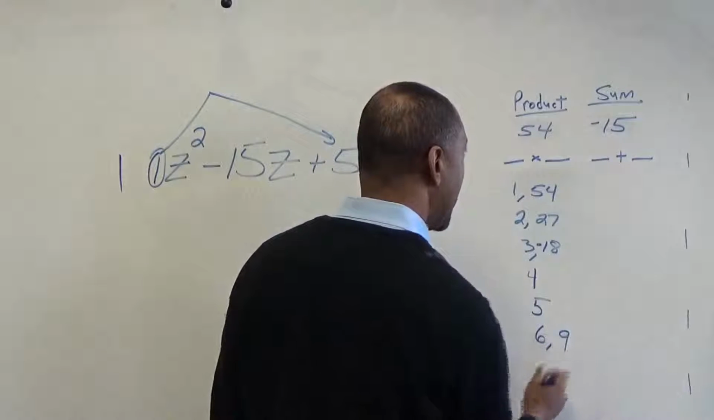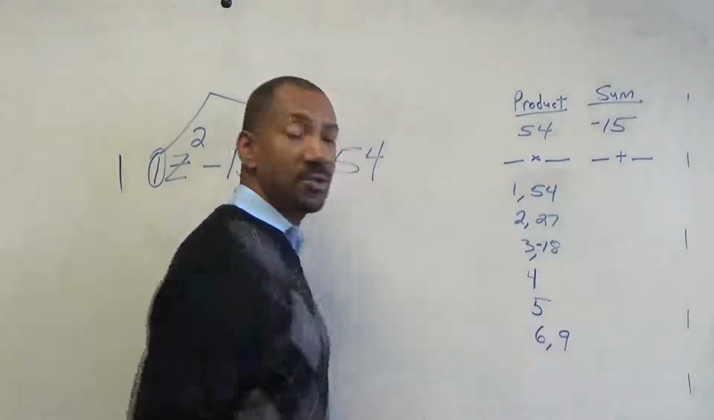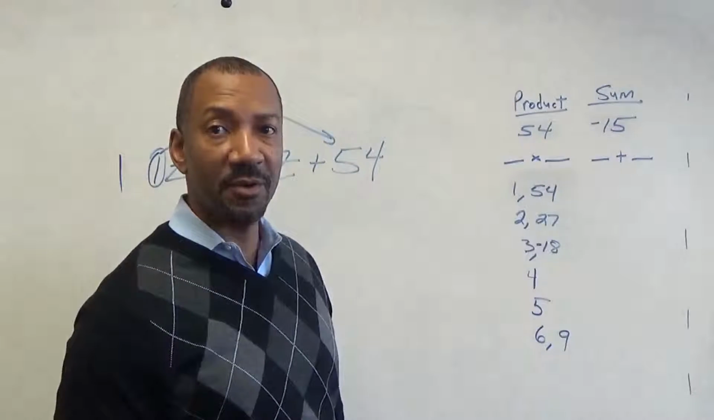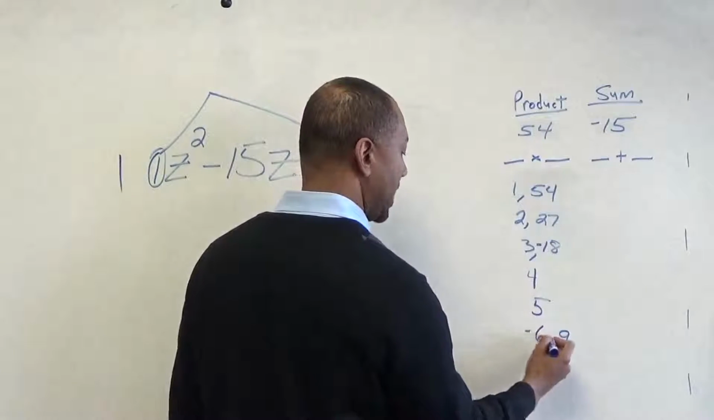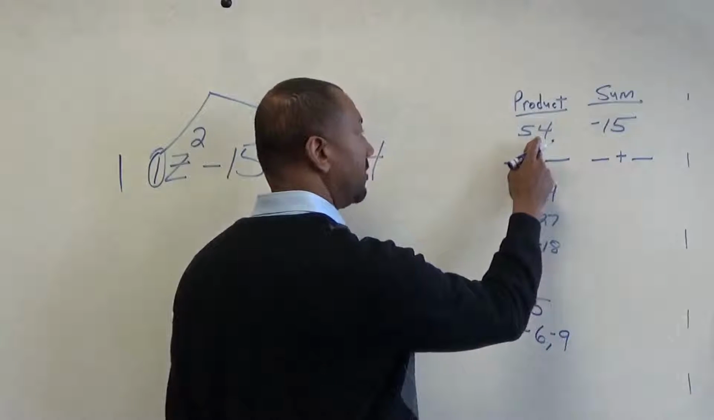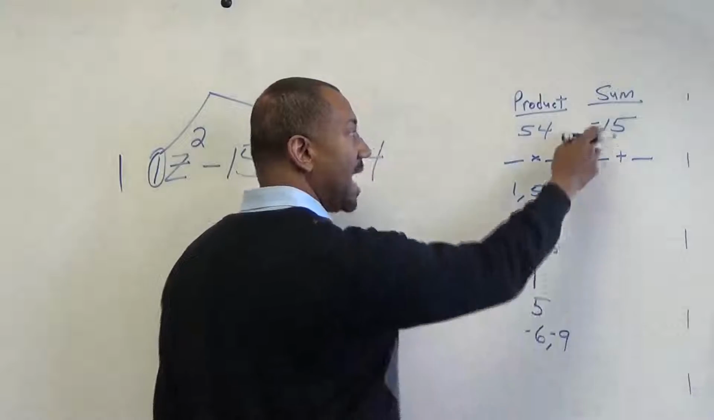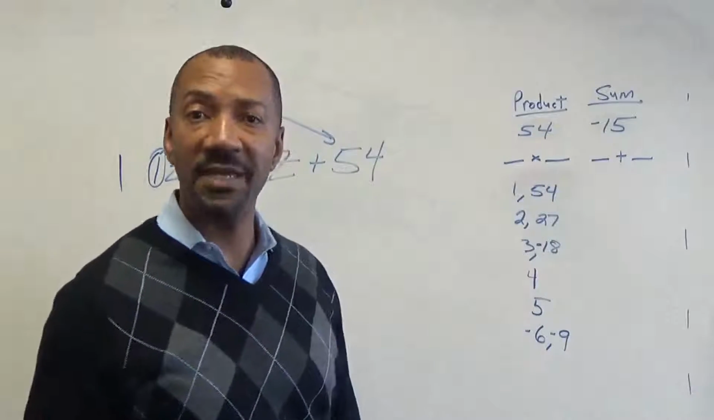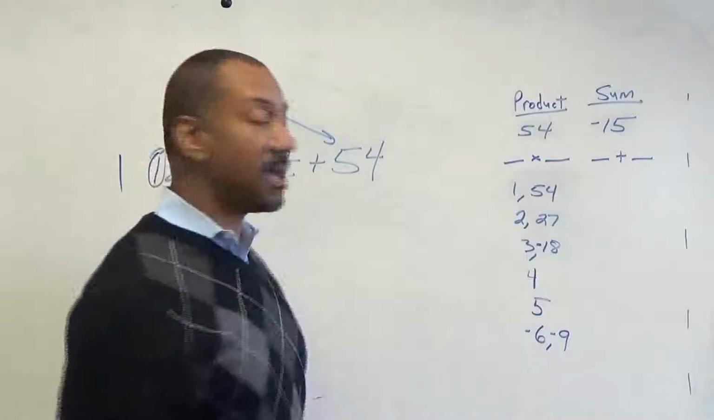6 and 9. Now if I get my signs right with those two numbers, I think this is going to work. Let's make them both negative. Negative 6 times negative 9 will give me a positive 54. And at the same time, these two will add up to give you the negative 15 that you need. So I'm going to say that we have found our numbers.